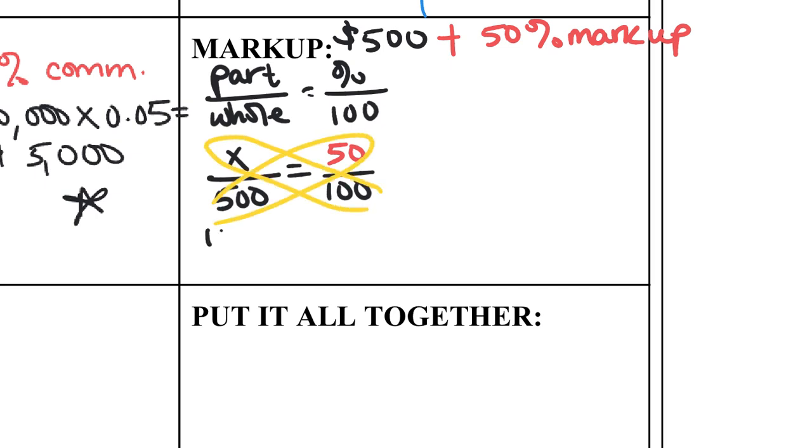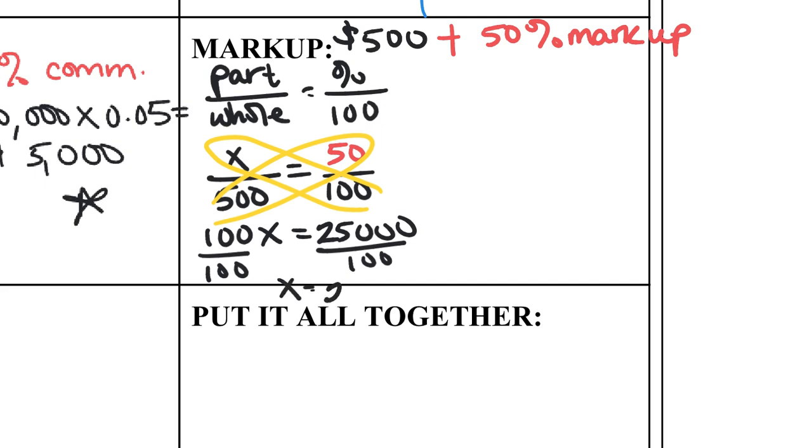100 times x is 100x. 500 times 50 is 25, 3 zeros. You take your calculator and you divide by 100. And you get $250. Did I do that right? Yeah, I did that right.